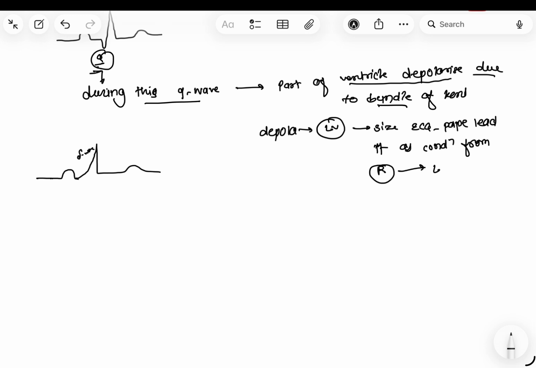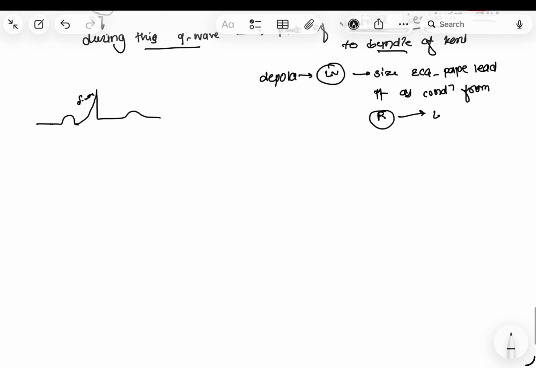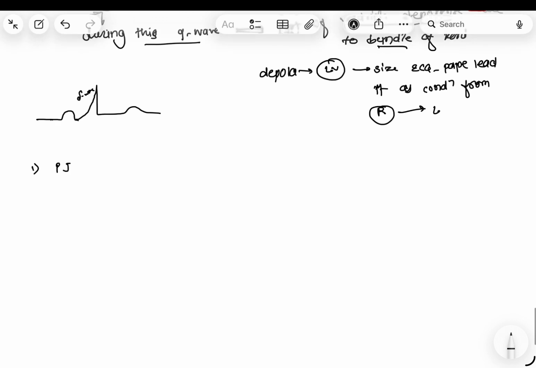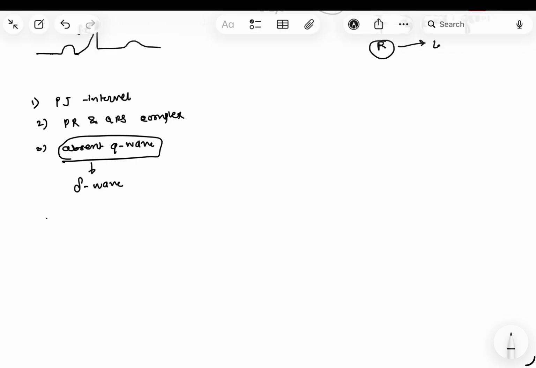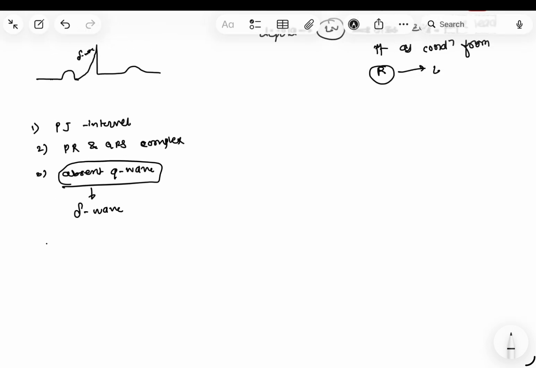So what are the ECG findings in WPW syndrome? First we get a PJ interval, right, which is a combination of PR interval and QRS complex. The third one is absent Q wave, and instead of this Q wave we get delta wave, right? So these are the characteristic features of WPW syndrome.